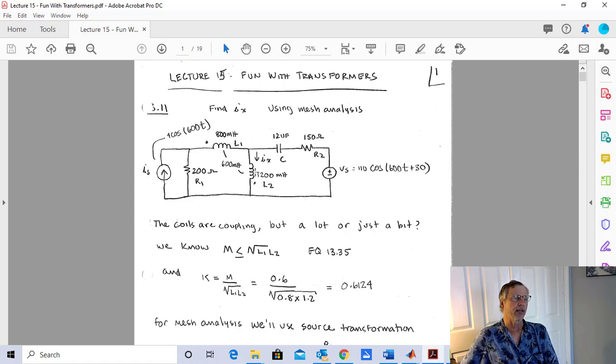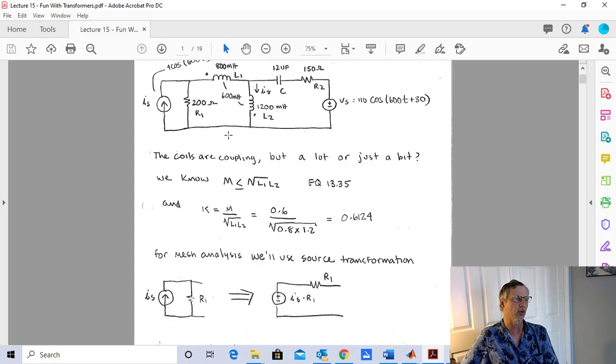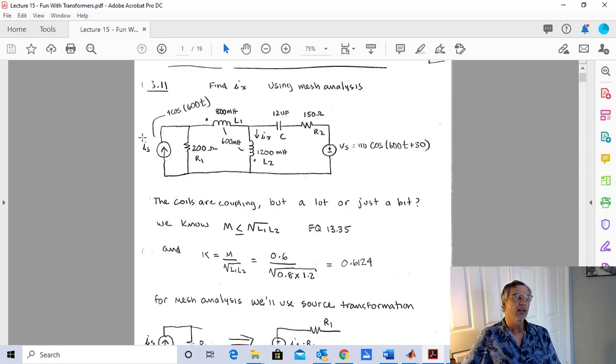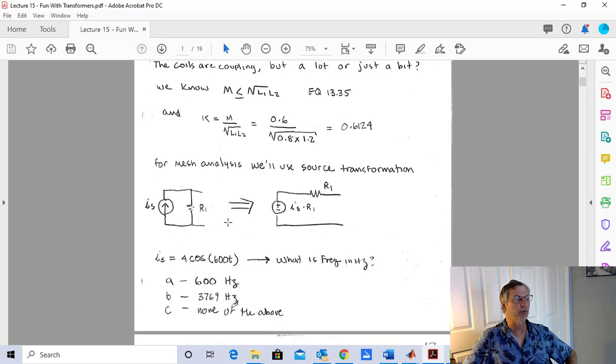So we want to find Ix here, and we're going to do it with mesh analysis. So I look at this circuit and I say, how do I make it look more meshish, if that's a word? And I see my Norton source, and I know I can really easily convert that to a Thevenin source. If I convert this to a Thevenin source, am I going to have any effect on the thing I'm trying to calculate? Nope. I'm going to have an effect in here, but as far as the rest of the circuit is concerned, it doesn't know the difference. So I can go ahead and do this Thevenin transformation.